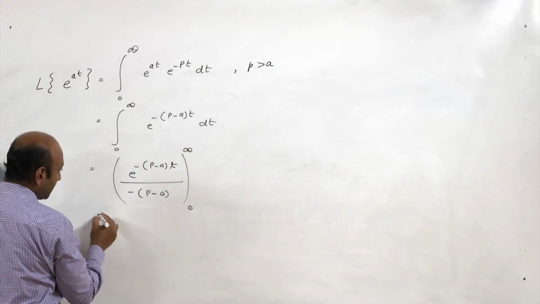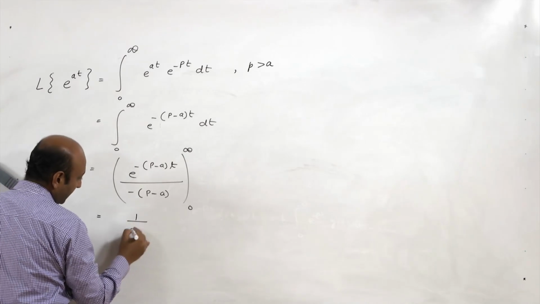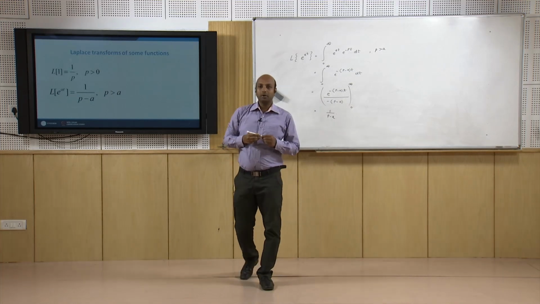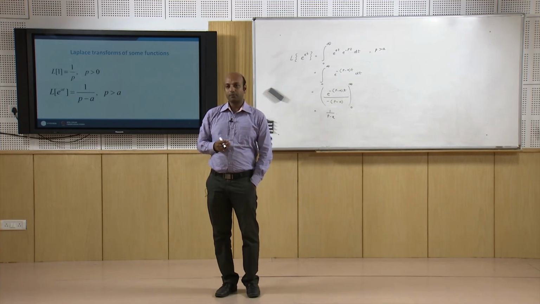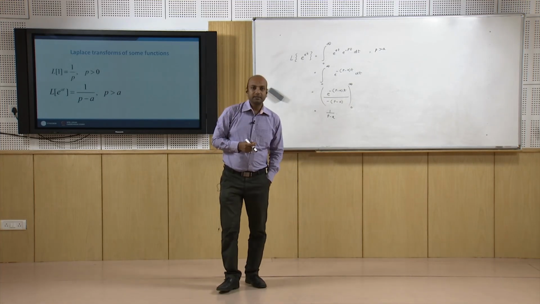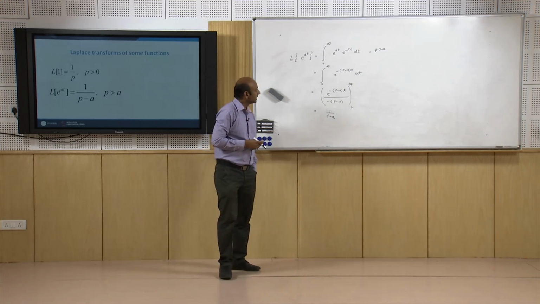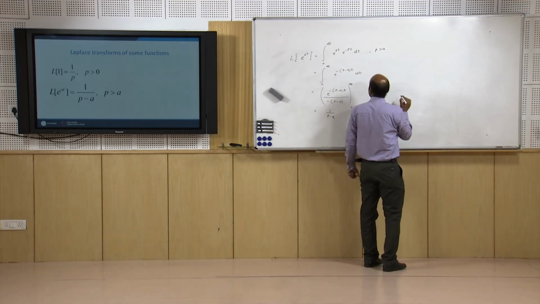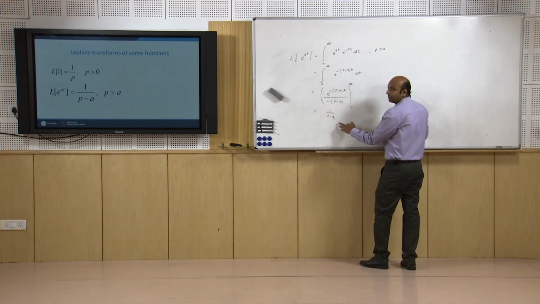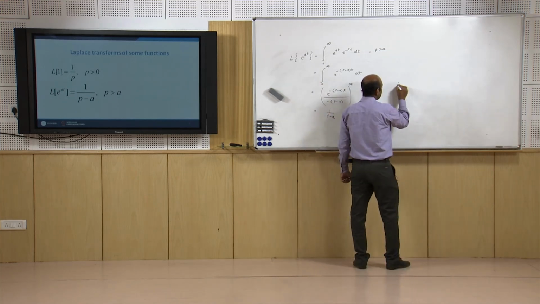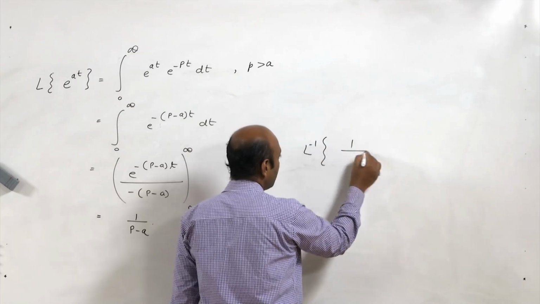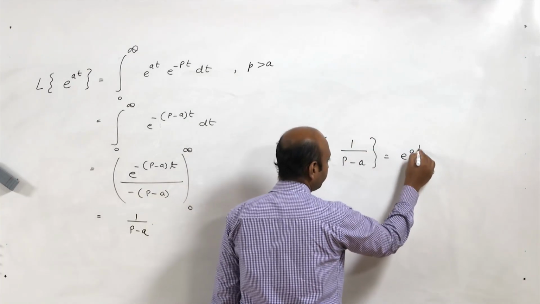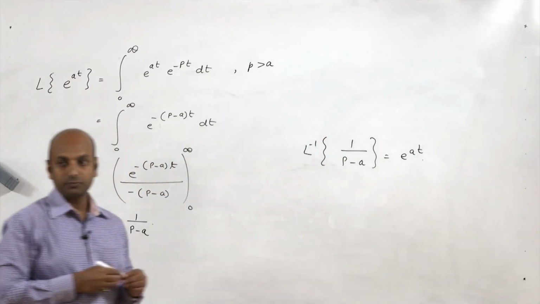So it is nothing but 1 upon p minus a. So Laplace transform of e to the power at is nothing but 1 upon p minus a. Okay. So again, if Laplace transform of e to the power at is 1 upon p minus a, then Laplace inverse of 1 upon p minus a is nothing but e to the power at.